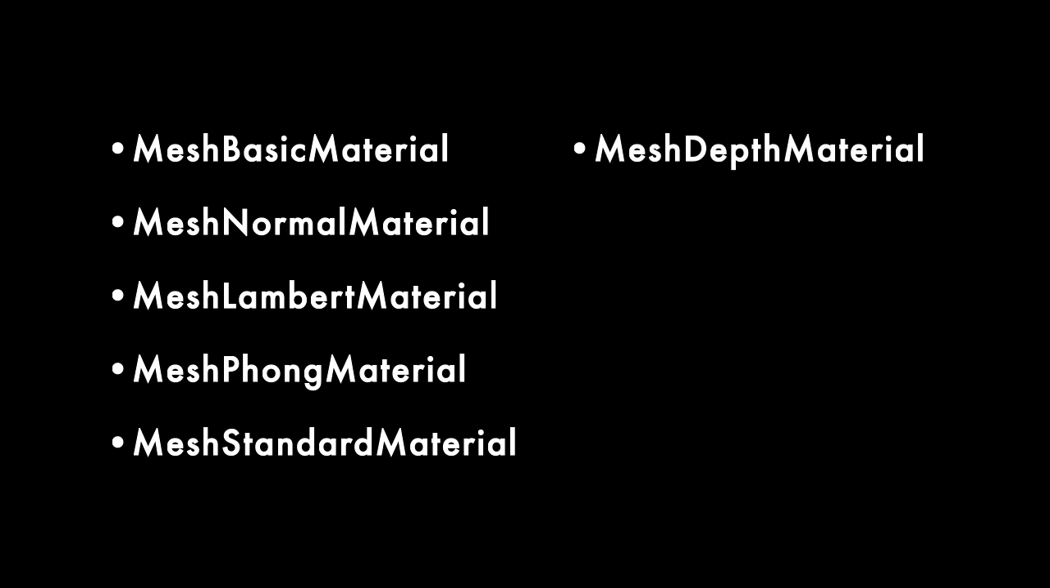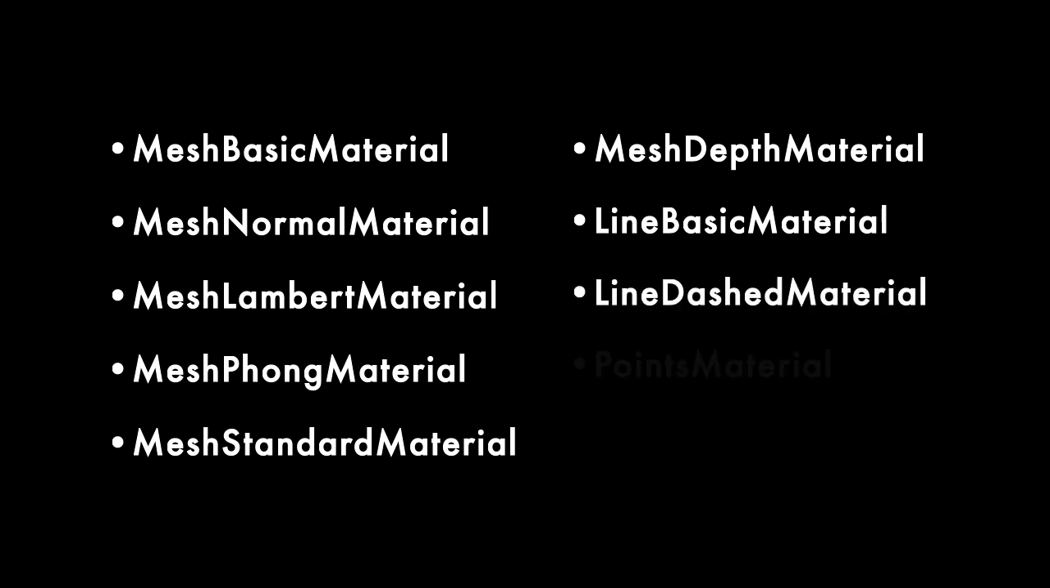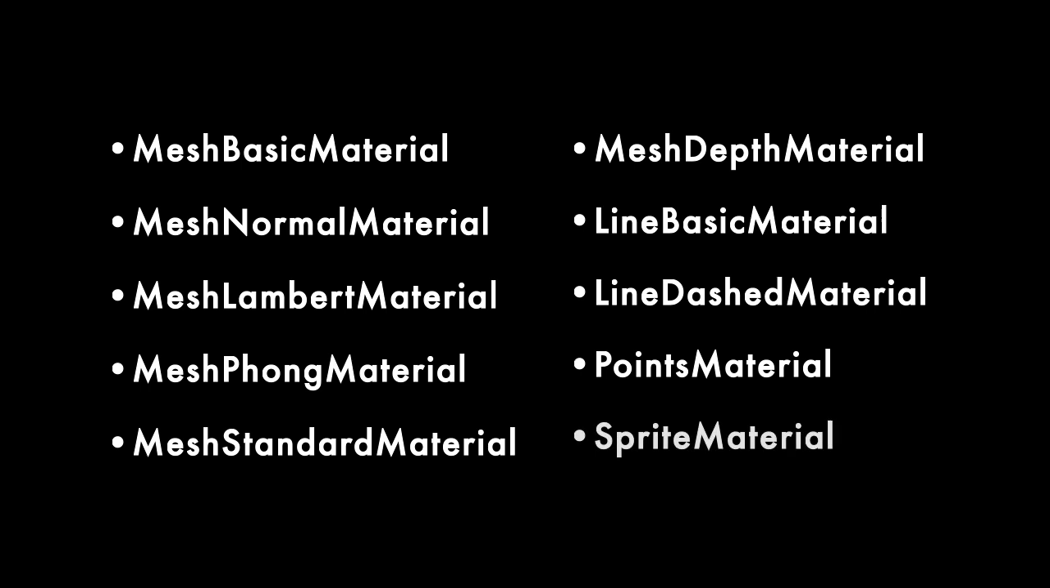We also discussed mesh depth material, which allows you to shade things into a grayscale image based on the depth of the material within your scene. We talked about how you can draw lines using line basic material. We showed how you could draw dashed lines using line dashed material. And we showed how you can draw your geometry as points using points material. We also discussed sprite material and how you can draw textures to sprites that will always be facing your camera.